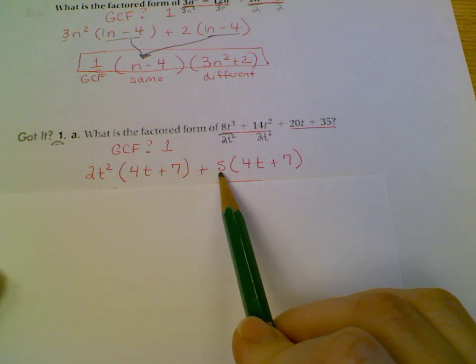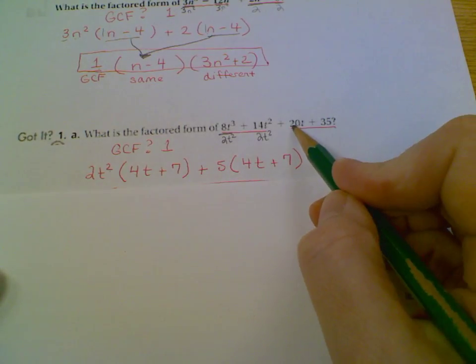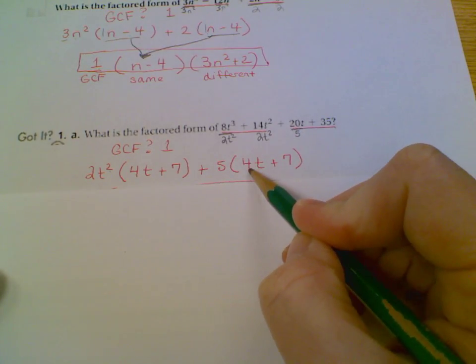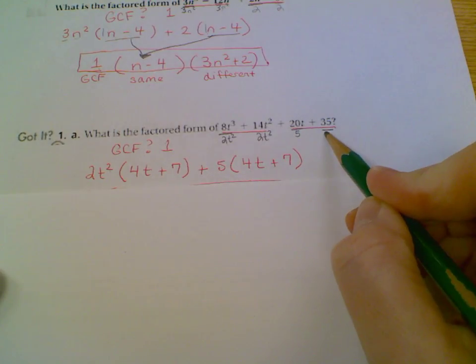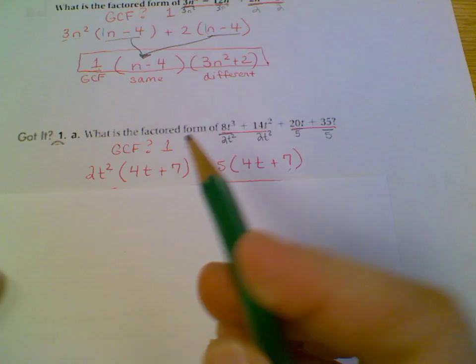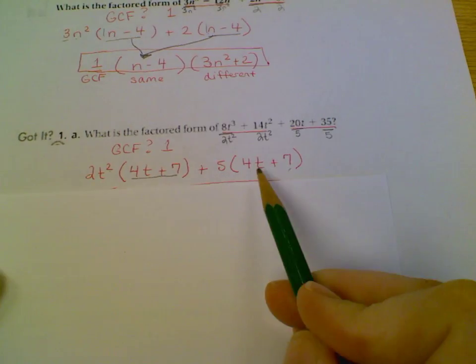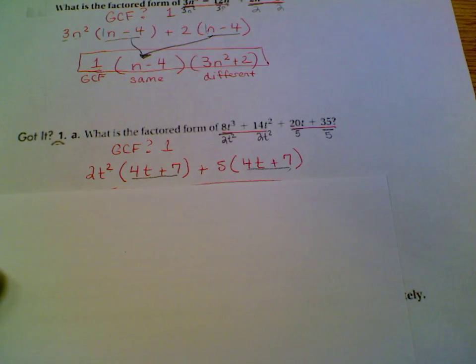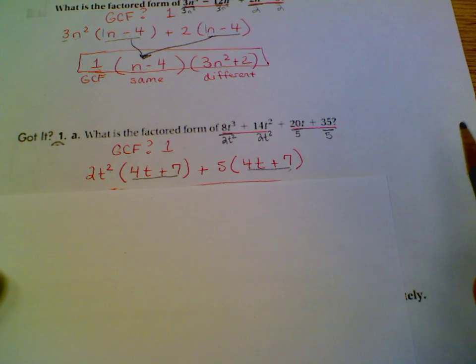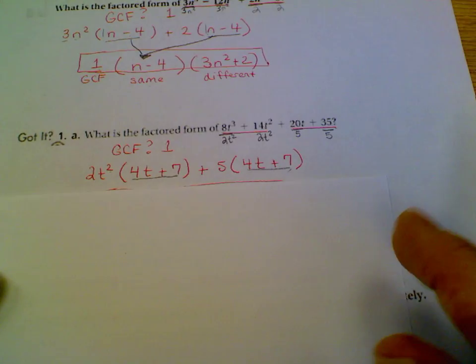That greatest common factor is 5. So I'm going to divide 20t by 5 and get 4t, and I'm going to divide 35 by 5 and get 7. Notice that this set of stuff inside the parentheses matches, which is what has to happen. If it doesn't match, then you've made a mistake somewhere and need to go back and try to find a different greatest common factor.